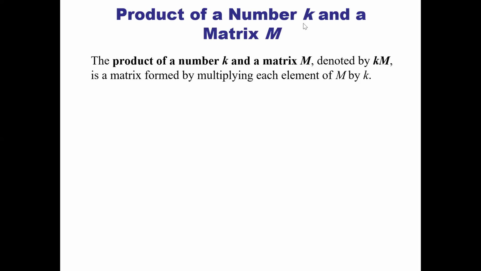All right, so now we're going to work with a product of a number k and a matrix M. If we have that, it's going to be noted as k times M. Basically, we're taking the matrix, whatever it is, M in this case, and multiplying every element by k.